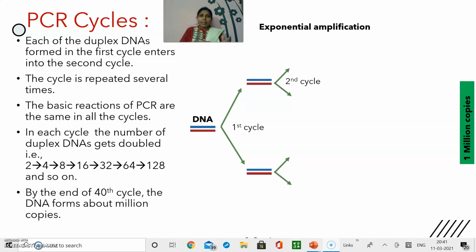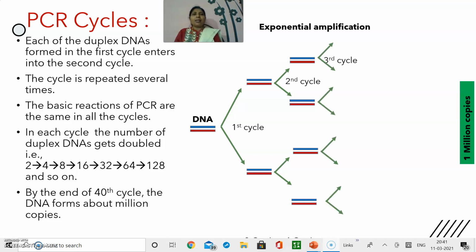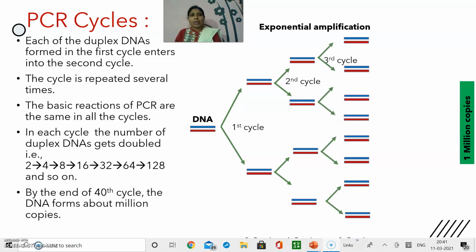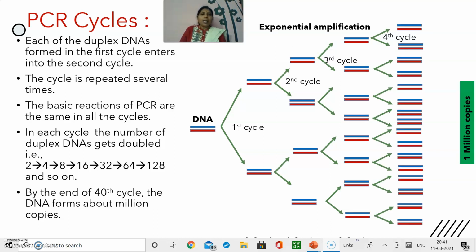These two DNAs in the second cycle will act as template molecules, and they again undergo the denaturation process, primer annealing, and polymerization. As a result of it, 4 DNA molecules are formed, and these again enter into the next cycle and form the daughter DNAs, and it continues. At the end of the 40th cycle, there will be millions of copies of DNA formed from a single copy of DNA which we have taken in the PCR tube.